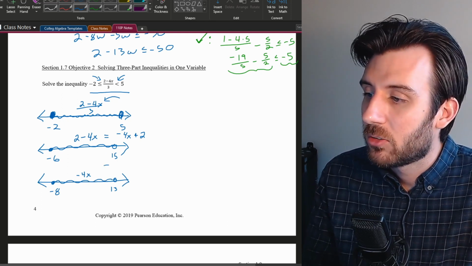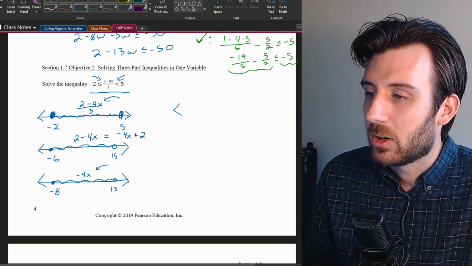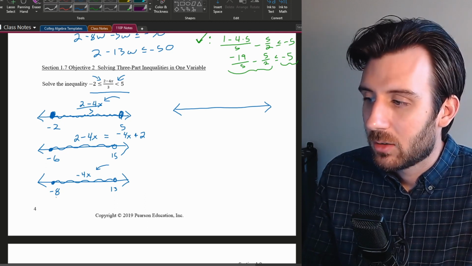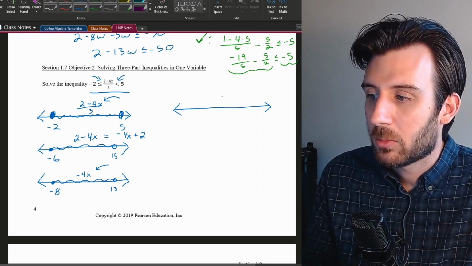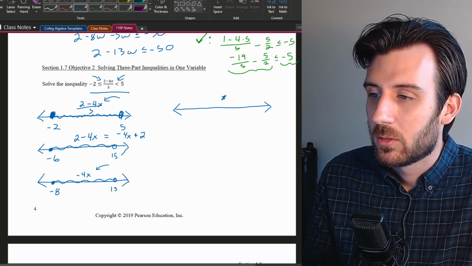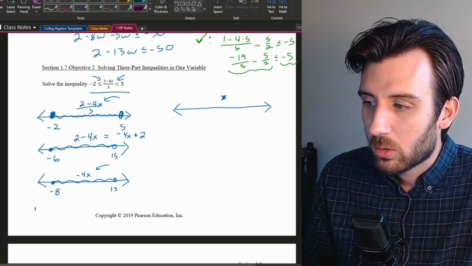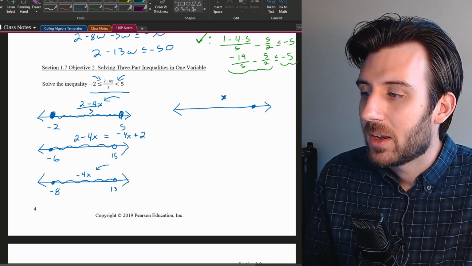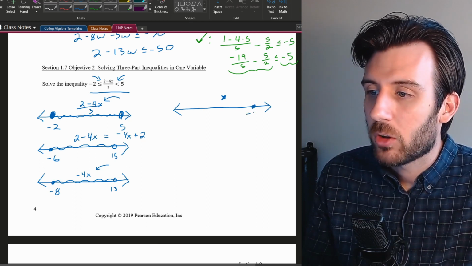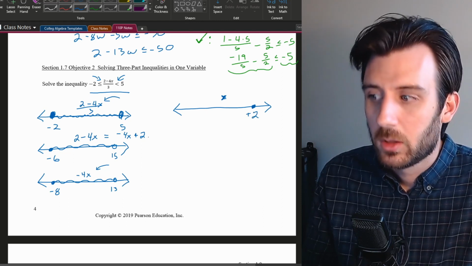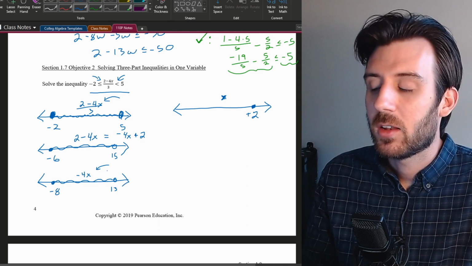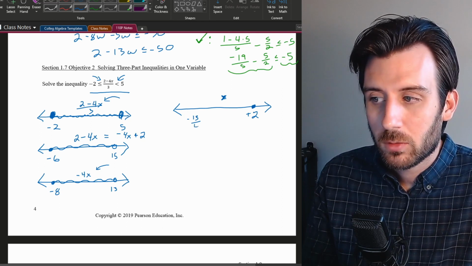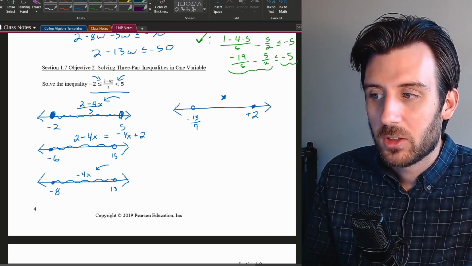I'm looking for the numbers, and we'll draw a picture up here. I'm looking for all of the numbers on my number line that, multiplied by -4, land between -8 and 13. So these are my x values, my final solution values. What number times -4 is going to get me -8? That'd be +2. So my closed circle at -8 now goes all the way over to +2. And then my 13: what's a number that times -4 gets me +13? That would be -13/4. So that's where my open circle has now moved.